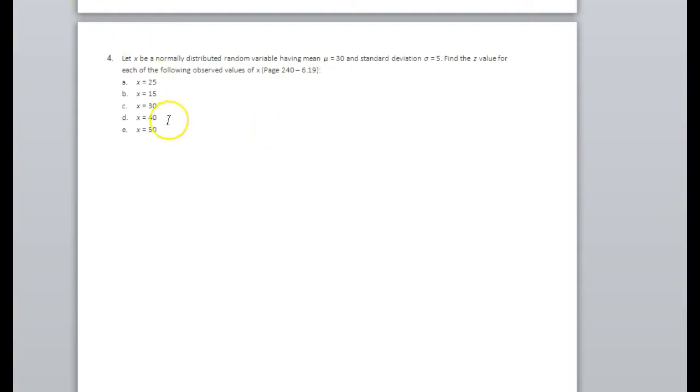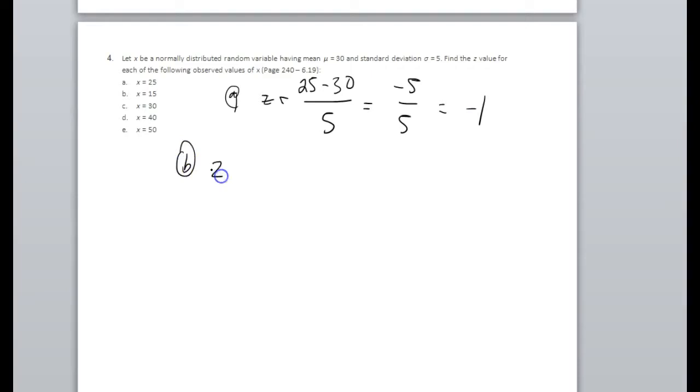And it's just asking us to calculate the z-scores based upon these x values. So we'll start with A. So z is equal to 25 minus mu of 30 all over a standard deviation of 5, which is negative 5 over 5, which is negative 1. B is z is equal to 15 minus 30 over 5.